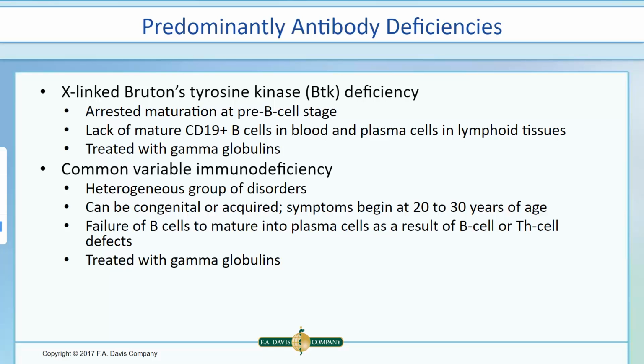There is a lack of mature CD19 positive B cells in the blood and plasma cells in lymphoid tissues. This is treated with gamma globulins. Common variable immunodeficiency is a heterogeneous group of disorders. It can be congenital or acquired. Symptoms begin at 10 to 20 years of age. There is failure of B cells to mature into plasma cells as a result of B cell or helper T cell defects. And this is also treated with gamma globulins.